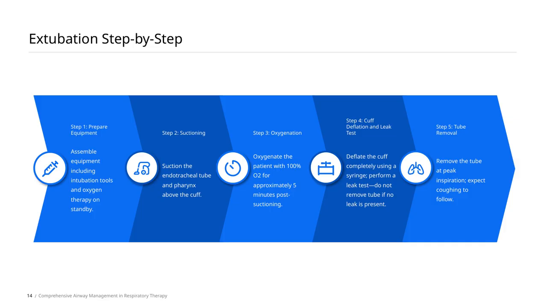Finally, at the peak of inspiration, we remove the tube. It's important to expect some coughing afterward, as this is a normal reflex. Coughing helps clear the airway, but we need to be prepared for any potential complications. By following these steps carefully, we help ensure a safe transition from mechanical ventilation to spontaneous breathing.